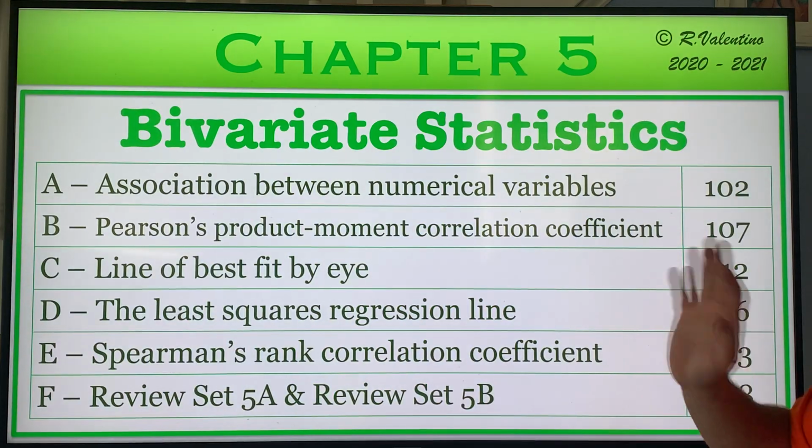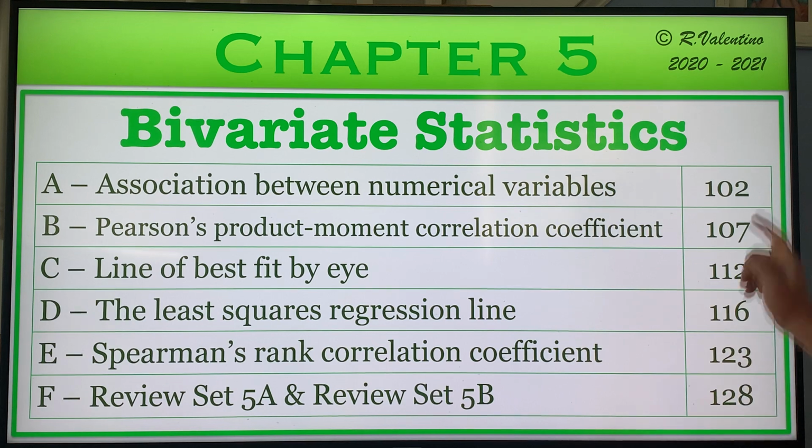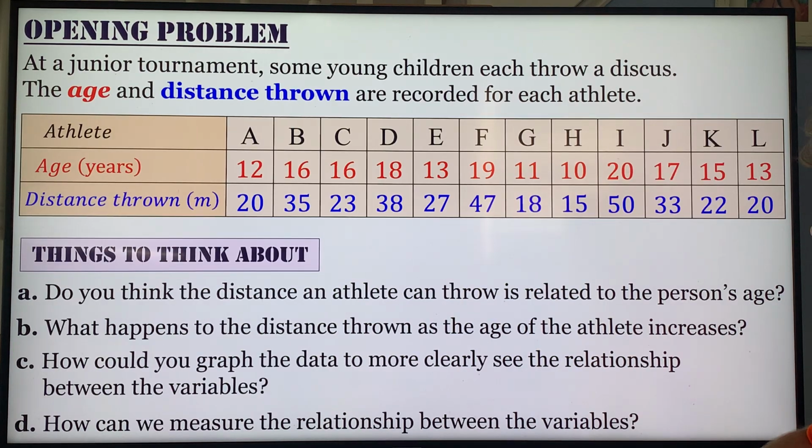All right. So this is the first part of chapter 5. This is on page 102 in your book, and there are pretty much 5 sets of things we're going to do, finish with the review, and then take the test. All right. First thing, opening problem of the chapter.